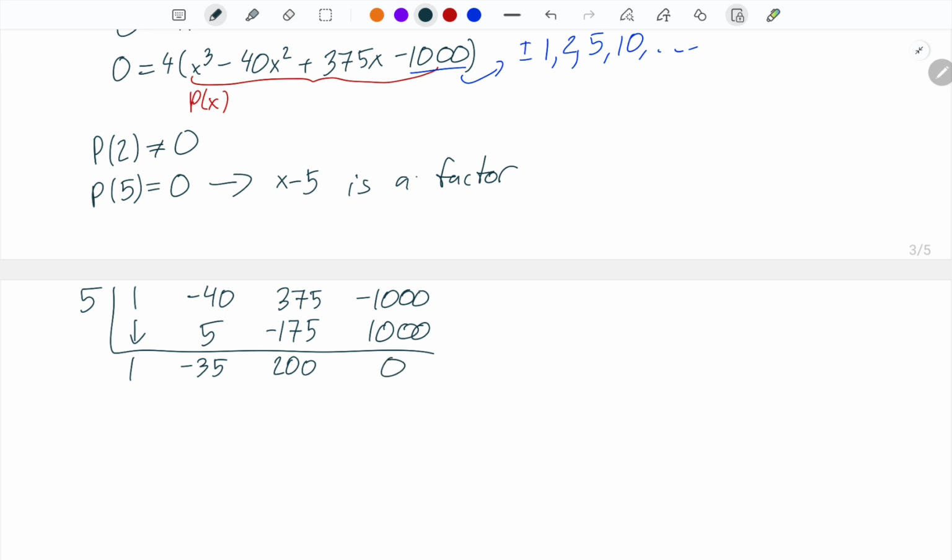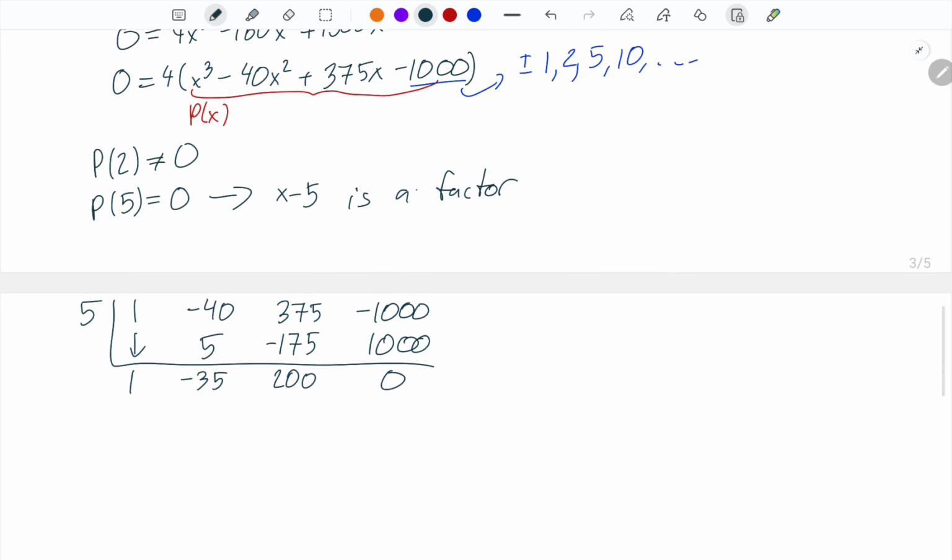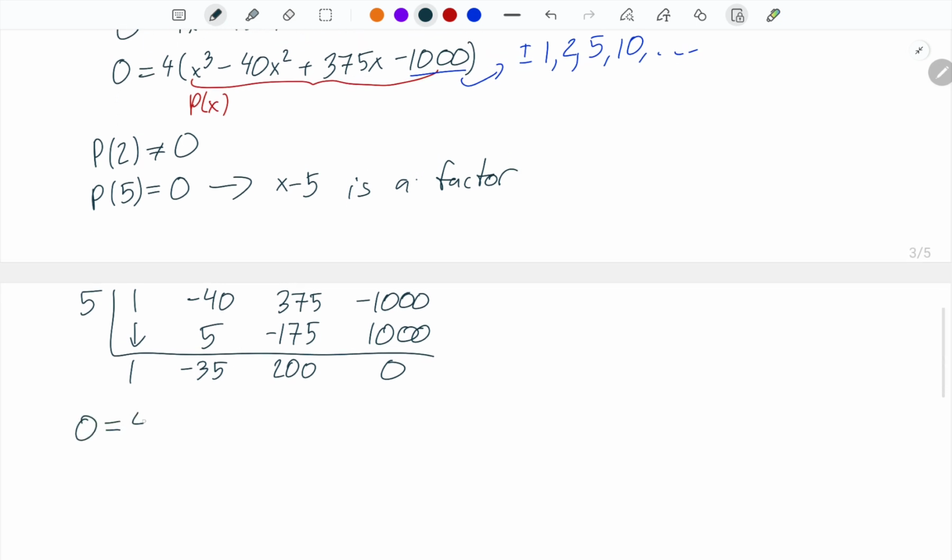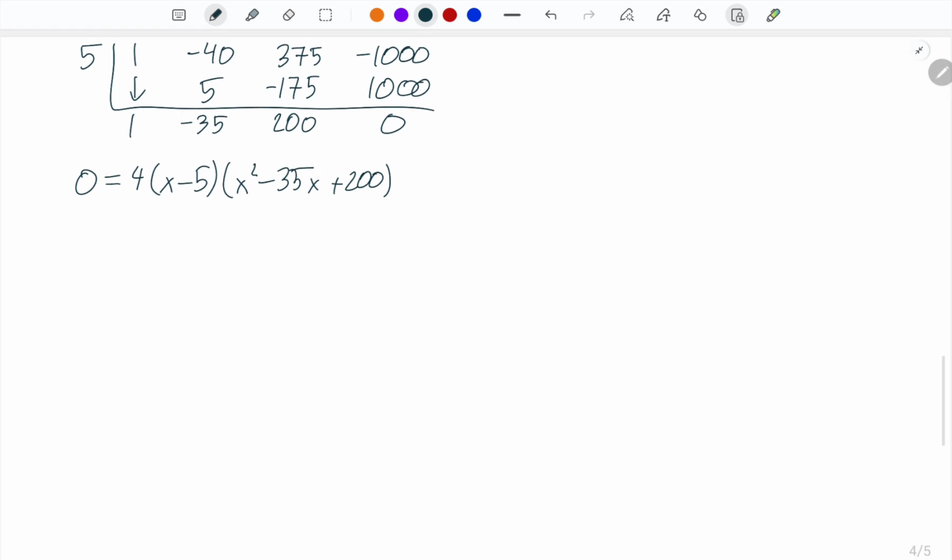Okay, so then we know that our polynomial 0 is equal to 4 times x minus 5 times x squared minus 35x plus 200. Okay, so x squared minus 35x plus 200, you could try seeing what multiplies to 200 and adds to negative 35. That seems a little bit tricky. So I'm just going to opt to use the quadratic formula. So let's do that. Quadratic formula.